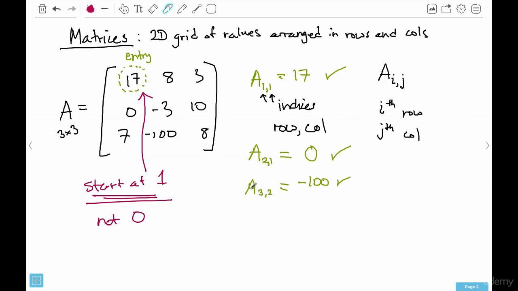So, for example, a sub 3 comma 2 is the third row, second column, and so we learned how to perform these indices. And so in the next few videos, we're going to talk about some of the operations that we can do with matrices that will help us when we discuss image processing.